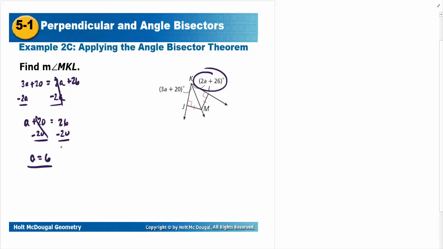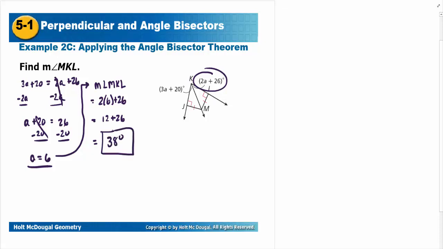And a is 6. Now that is not your answer. It's just the variable that we're going to use to find the measure of MKL. So the measure of angle MKL is going to equal 2 times 6 plus 26, which is 12 plus 26. So that's 38 degrees. As I said before, these are pretty simple if you understand the theorems. Okay?